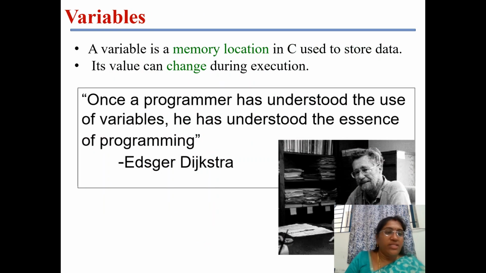Variables in C. Variables are named storage locations used to store data that can change during the execution of a program. As the computer scientist Dijkstra said, once a programmer has understood the uses of variables, he has understood the essence of programming.